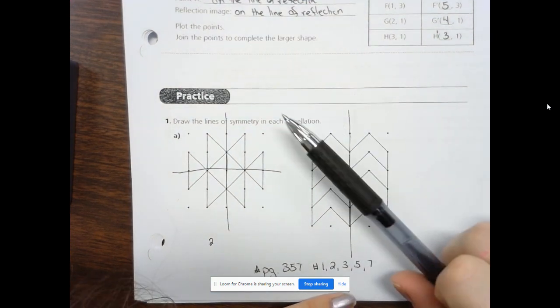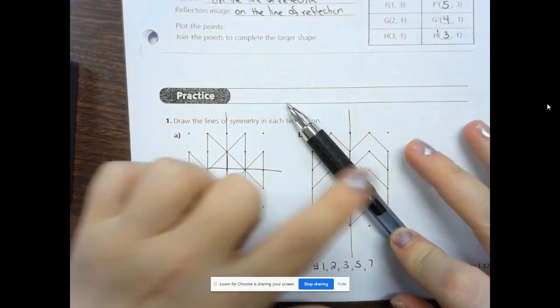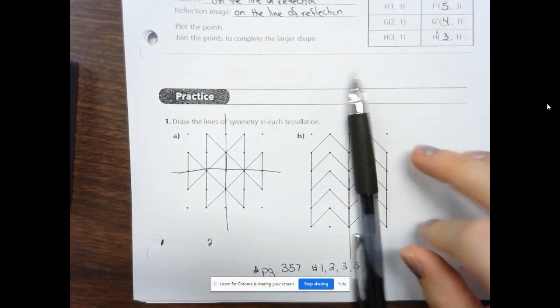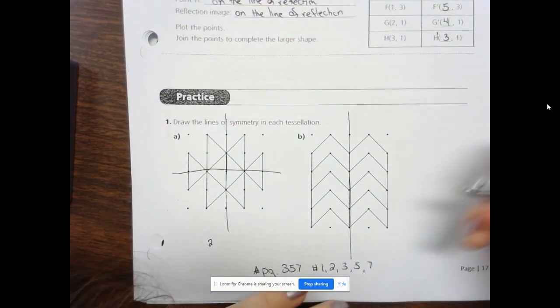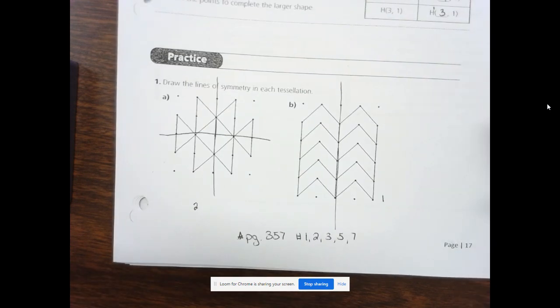And then I should always be checking if there are any diagonals. And as you can see, they are not shaped the same on opposite corners, so I would not say that there is any. So in this shape, there is actually only one line of symmetry.